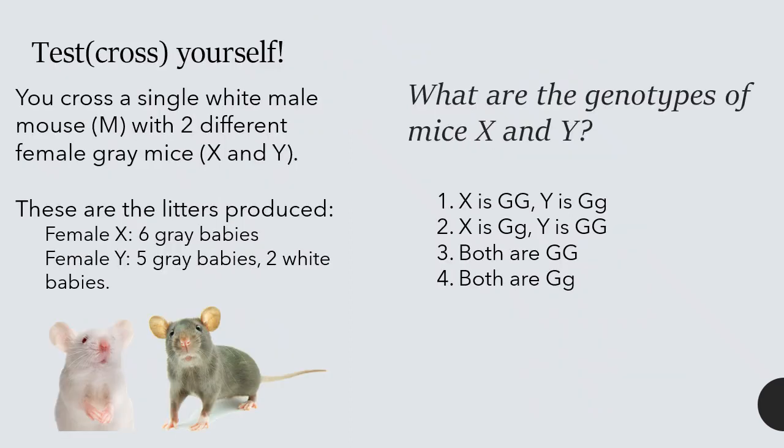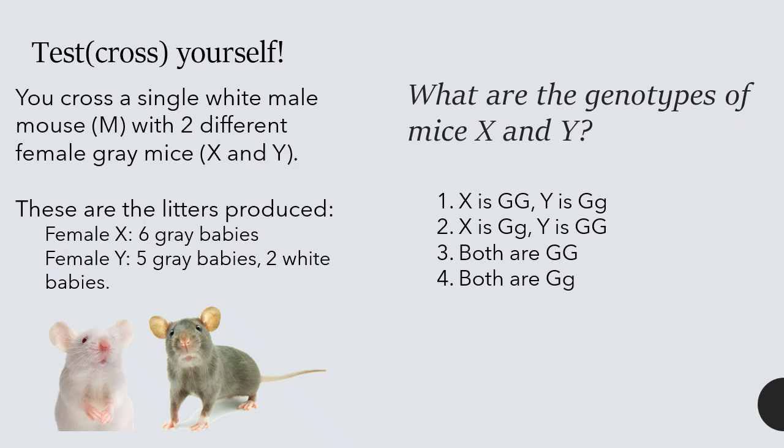With all that information in mind, here's a practice scenario for you to test cross yourself. Let's assume that you cross a single white male mouse, and we'll call him Mouse M, with 2 different female gray mice, who we'll call Mouse X and Mouse Y. Mouse X has a litter of 6 gray babies, while Mouse Y has a litter of 5 gray and 2 white babies. Now, based on this information, what do you think are the genotypes of X and Y? Feel free to pause the video if you need some time to work on it.